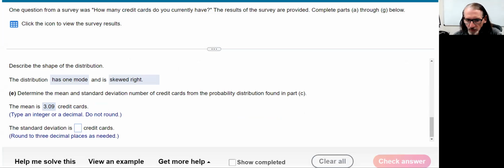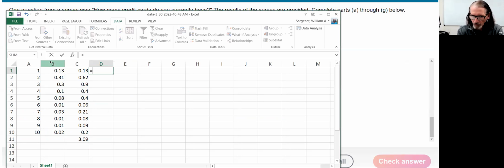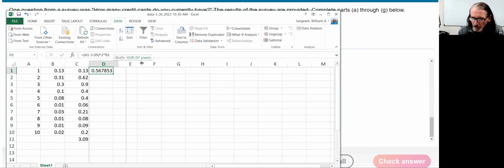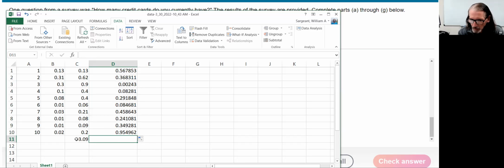And so now we're asked for the standard deviation. Take each score minus that mean of 3.09, square it, multiply by the probability associated with that score. And depending on how exact it needs to be, you can drag that column a little bit, then fill down, get our sum for that column. This gives us the variance.